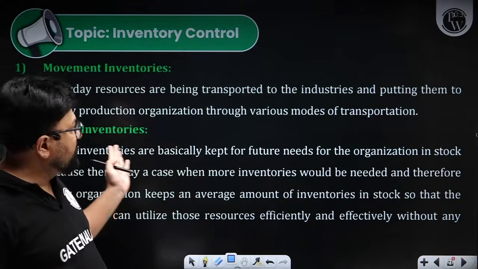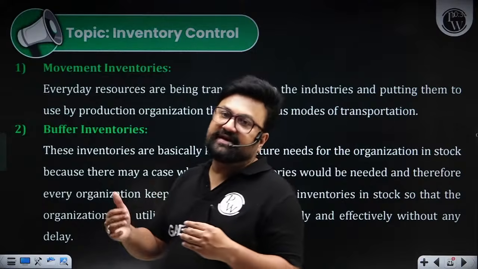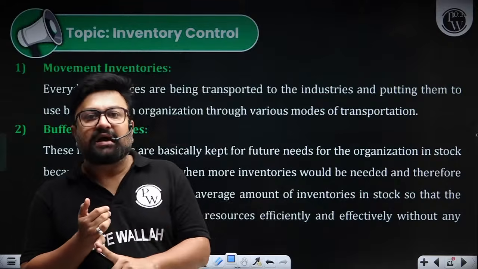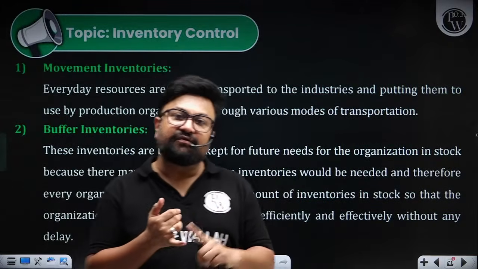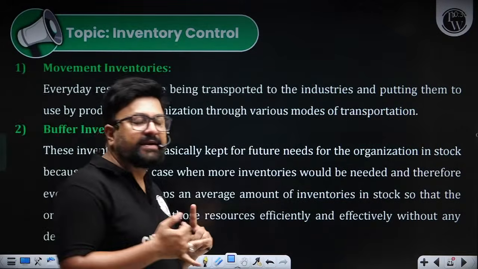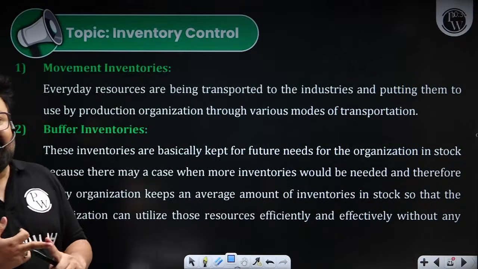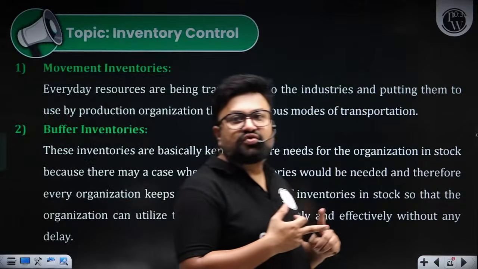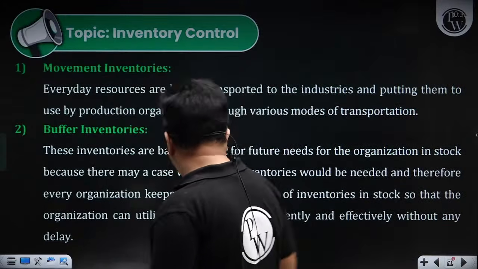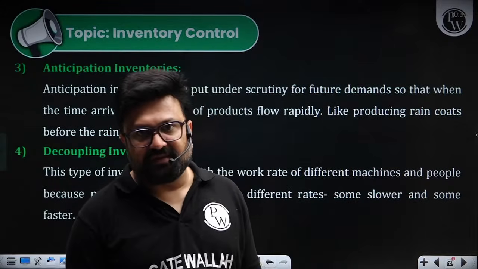Second is buffer inventory. These inventories are basically kept for future needs of the organization in stock, because there may be a case when more inventory would be needed, and therefore every organization keeps an average amount of inventory in stock, so that the organization can utilize those resources efficiently and effectively without any delay. That is buffer inventory.